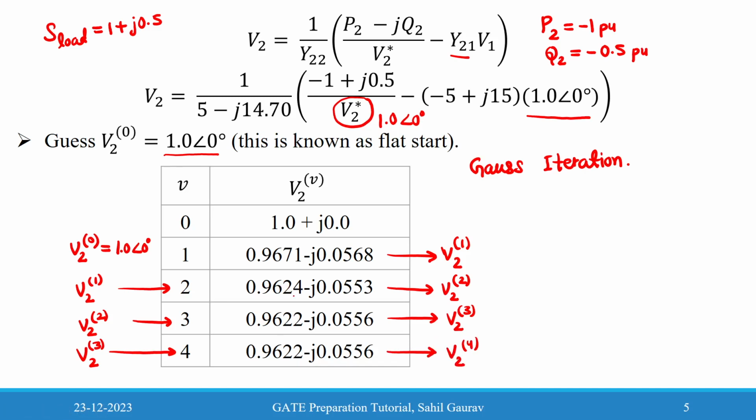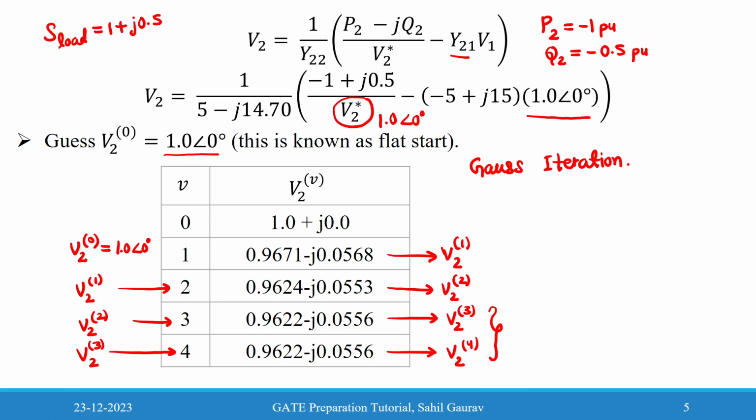So in the first iteration, we got the voltage at bus 2 as 0.967 minus j 0.0568. In the second iteration, you got 0.9624 and so on. In the third iteration, you will get 0.9622 minus j 0.0556. In the third and fourth iteration, you got similar values. If you take more digits after the decimal, you may get different values, but I have taken four digits after the decimal, so it is coming exactly the same. So we have to stop.